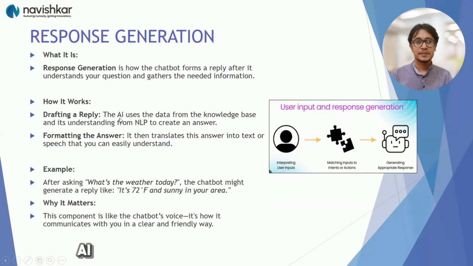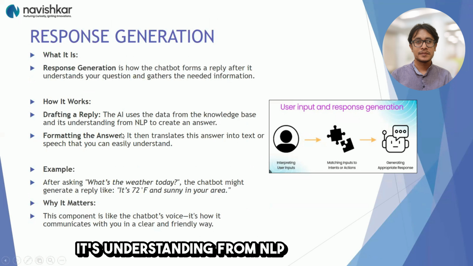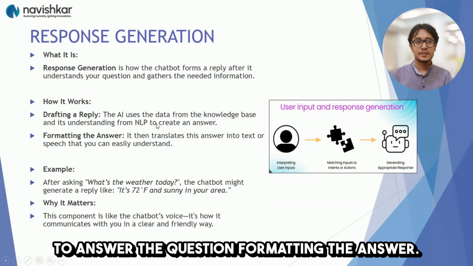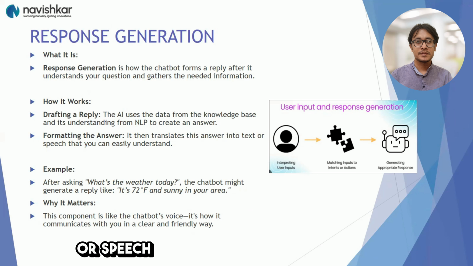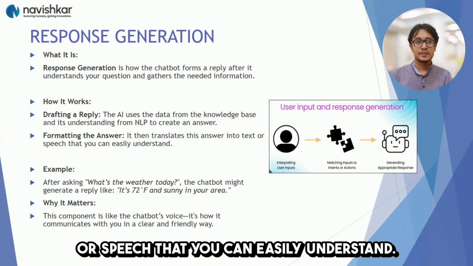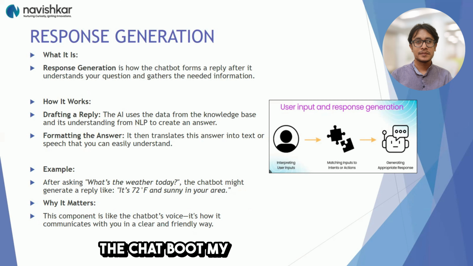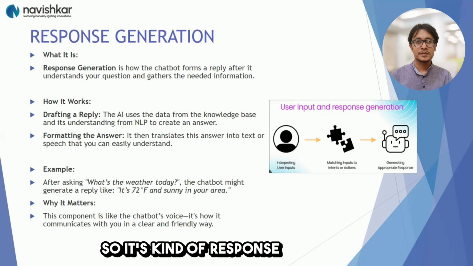Drafting a reply. The AI uses the data from the knowledge base and its understanding from NLP, and it will try to answer the question. Formatting the answer. You then translate your answer either into text or speech that you can easily understand. For example, after you ask what's the weather today, the chatbot might generate a reply: it's 72 degrees Fahrenheit, sunny in your area. So it's kind of response generation.